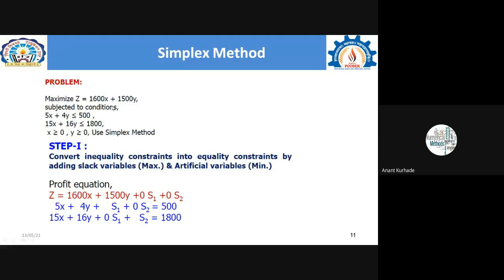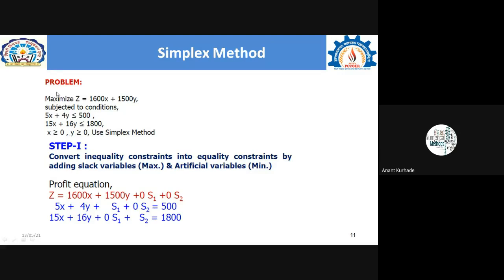That means it is given maximize, and you can start with same. Maximize z is equal to 1600x plus 1500y plus 0s1 plus 0s2, again you can write subject to, write down next 5x plus 4y plus s1 plus 0s2 is equal to 500, and then third 15x plus 16y plus 0s1 plus s2 is equal to 1800. At last again you can write x, y always greater than or equal to 0.